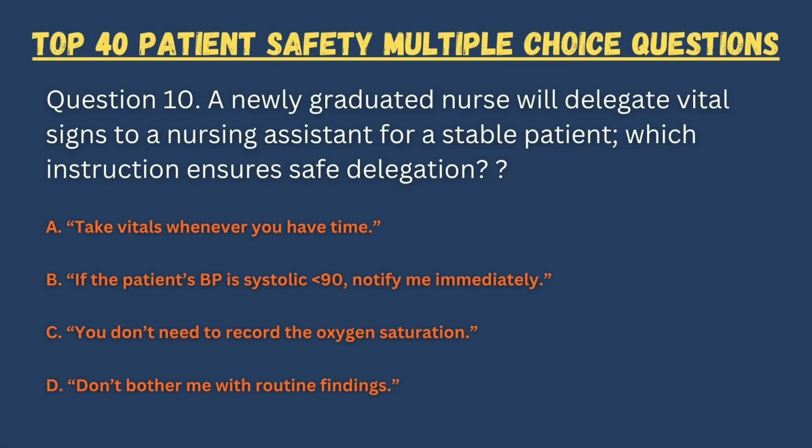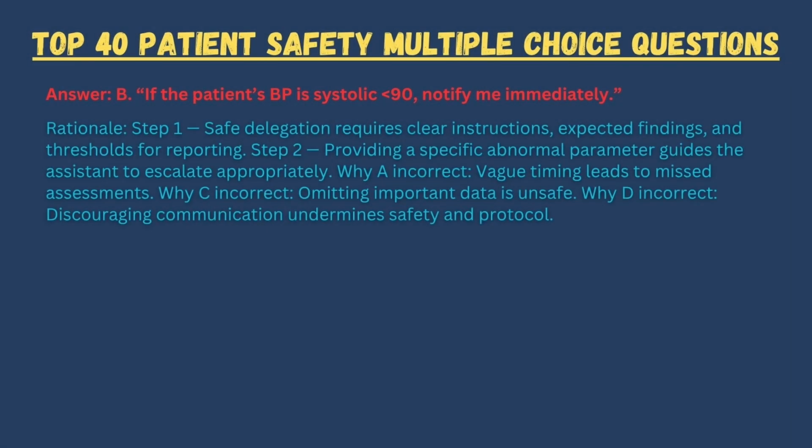Question 10. A newly graduated nurse will delegate vital signs to a nursing assistant for a stable patient. Which instruction ensures safe delegation? A. Take vitals whenever you have time. B. If the patient's BP is systolic less than 90, notify me immediately. C. You don't need to record the oxygen saturation. D. Don't bother me with routine findings. Answer. B. If the patient's BP is systolic less than 90, notify me immediately.